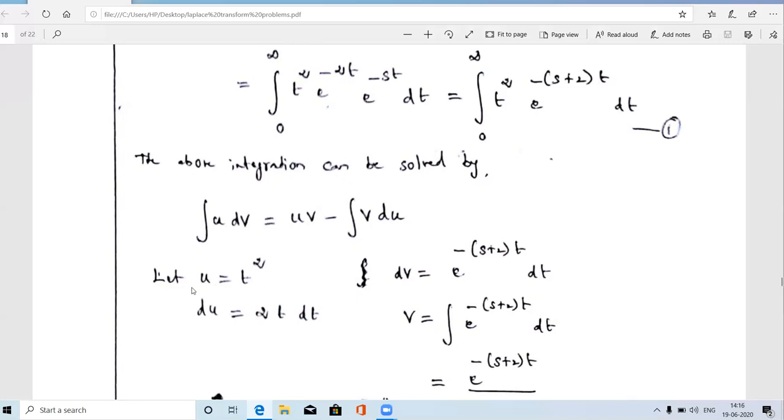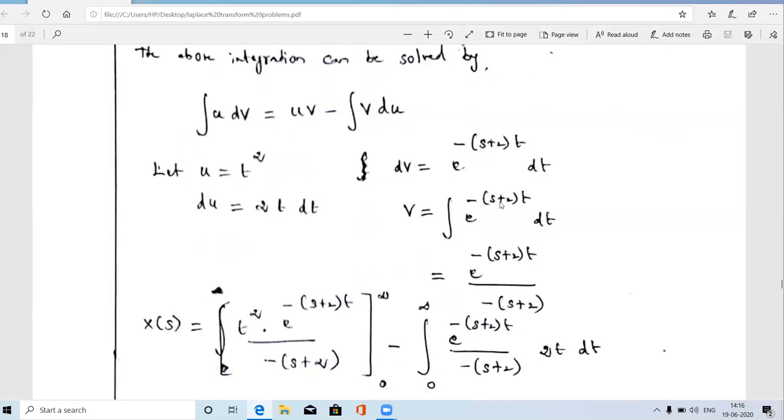If we differentiate on both sides, we get du equal to 2 into t power 2 minus 1, which is t. So du equals 2t dt, and dv is this term. From this we have to find the v value. In order to find v, we take integration on both sides. The integration of dv equals v, which equals the integration of e power minus (s plus 2)t dt. That is e power minus (s plus 2)t divided by minus of (s plus 2).